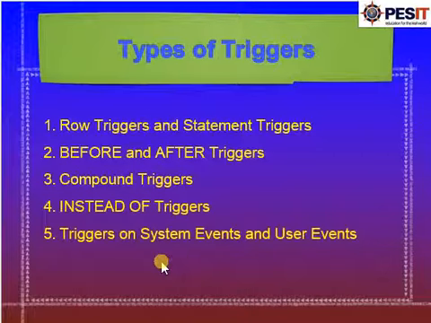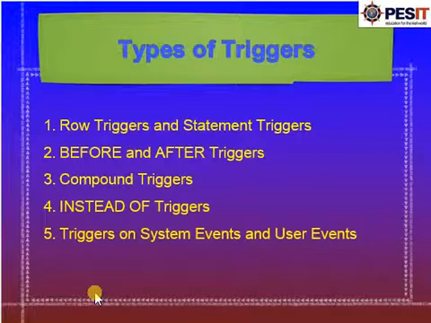Now we see types of triggers. The first one is row triggers and statement triggers. The second one is before and after triggers. The third one is compound triggers. The fourth type is instead of triggers. And the fifth and final type is triggers on system events and user events.